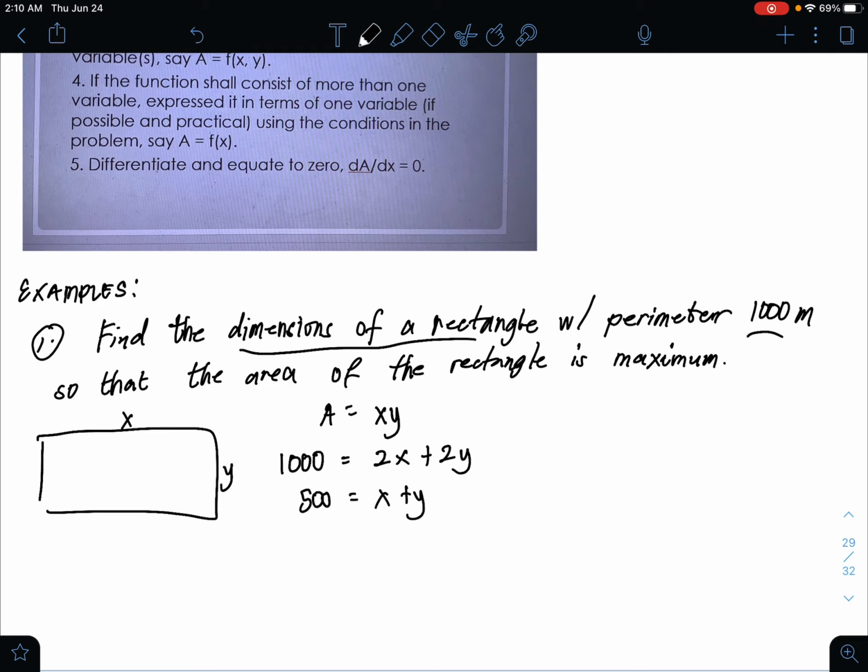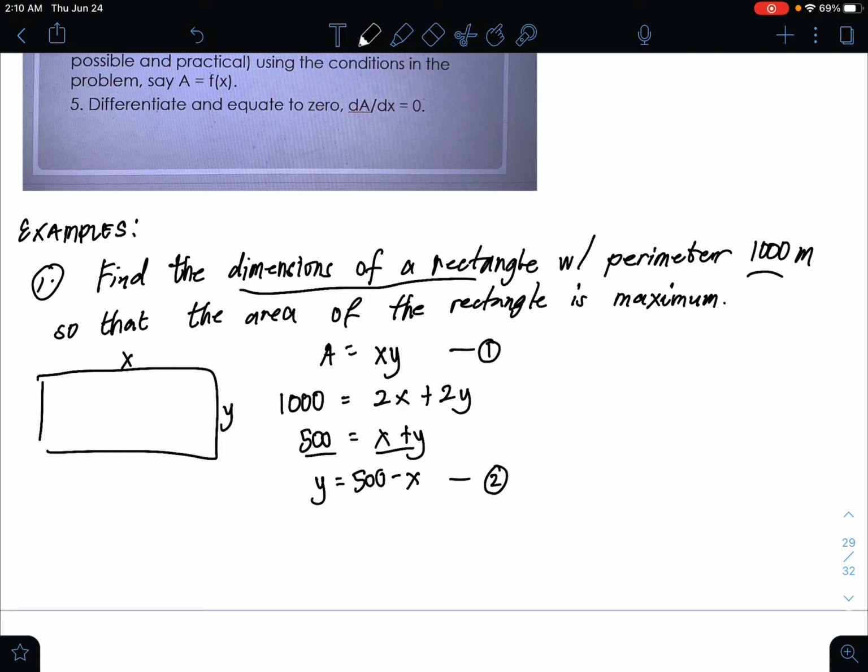Okay, and then let's express this one in terms of y. So y is equal to 500 minus x. Nganong in terms of y man? Because i-differentiate nato siya with respect to x. So, pag nakuha na nato ni na equation, we will substitute equation 1 at equation 2.